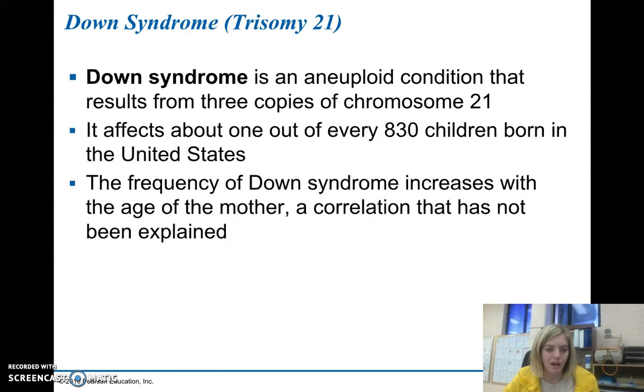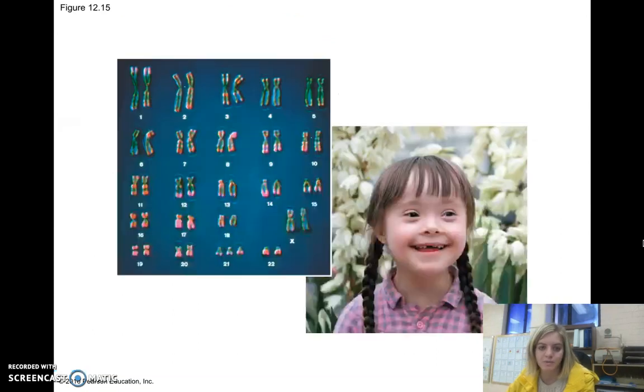So one of the most common syndromes we know of is known as Down syndrome, also known as trisomy 21. And this is because individuals with Down syndrome have 3 copies of chromosome 21. So you see the trisomy over here. It is unknown why at the moment, but we do know that the frequency of Down syndrome increases with the increasing age of the mother. So the older the mother is, the more likely it is that she will have a child with Down syndrome.